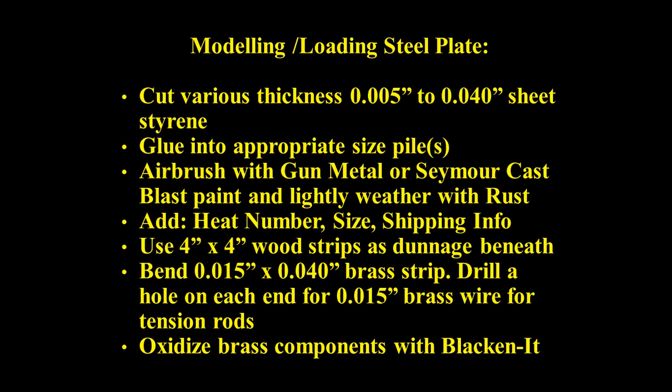Typically 4x4 wood strips are used as dunnage beneath the layers. And if you're going to use metal strapping, 15 by 40 thou brass strip works well for that. You can drill a hole in the end and use brass wire as tension rods. You can either oxidize that with Blacken-It, or you could paint those with grimy black.